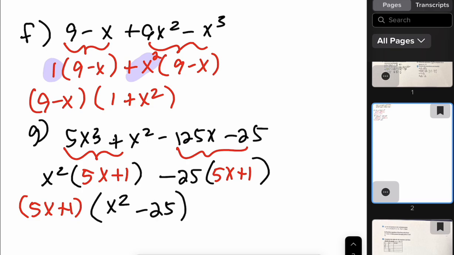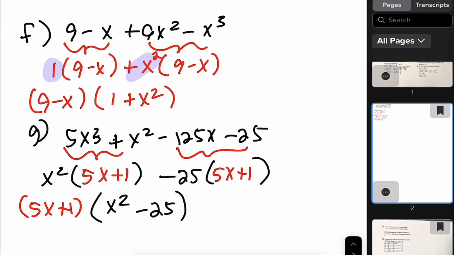Now, again, let's go over those steps. Greatest common factor, remove it. How many terms? Try that method. The last thing I said was look again. Is there something that can factor now again? Yes. Our x squared minus 25 is the difference of squares. It can factor one more time.